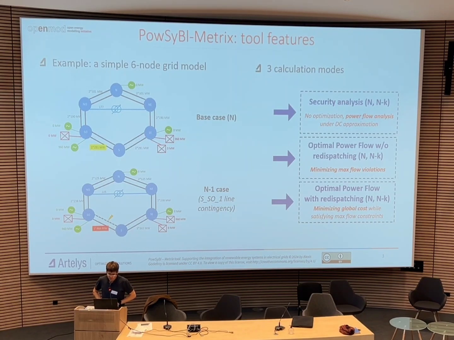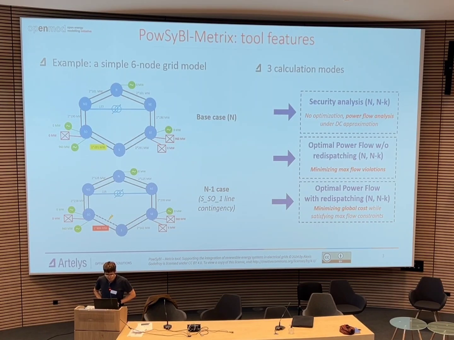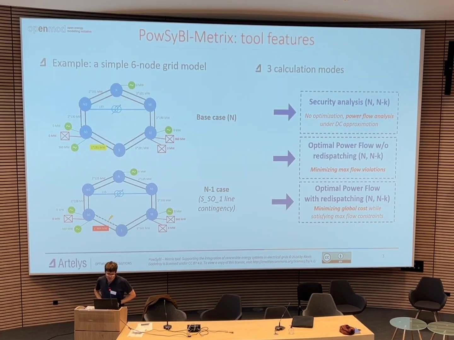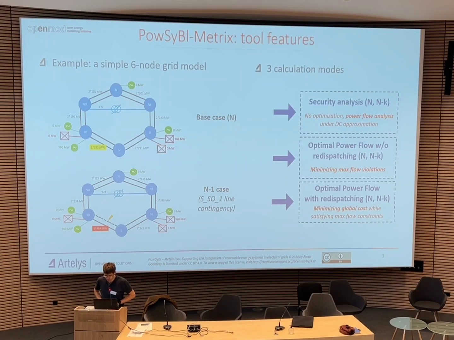So on this example, Metrix can be used in three different ways, which are the three calculation modes of Metrix. The first one is a simple security analysis, which can be run either in a N or N-k case. It consists of a power flow analysis under DC approximation, which enables to assess flows on the electrical lines, and see, for example, if there are some overloads or threats on the network.